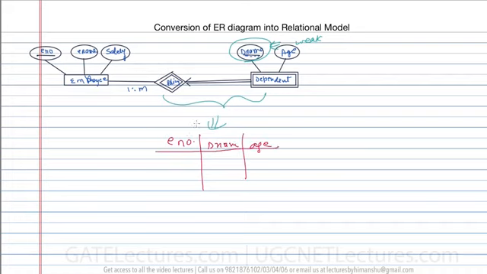So what is there? If you have a weak entity, you create a table for it. This is the strong entity, and this is the weak entity. Before that, first of all understand why it is a weak entity. Because in this weak entity we don't have a key attribute. With the help of this dependent name alone, we will not be able to identify each record uniquely.